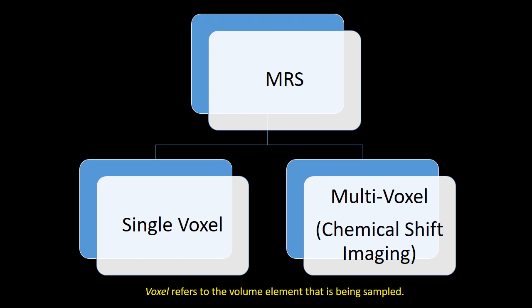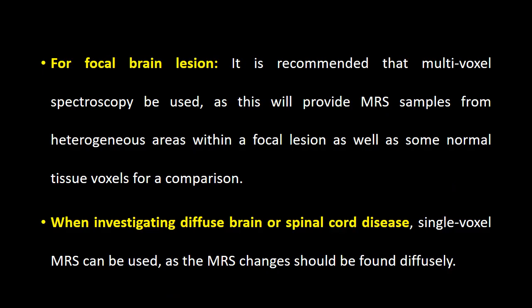Spectroscopy can be acquired using a single voxel or multi-voxel technique, and a voxel refers to the volume of element that is being sampled. For focal brain lesion, it is recommended that we use multi-voxel imaging, as we can get samples from the abnormal as well as normal areas for comparison. However, in case of diffuse brain diseases, single voxel MR spectroscopy is to be used, as the pathological changes are found diffusely within the brain parenchyma.